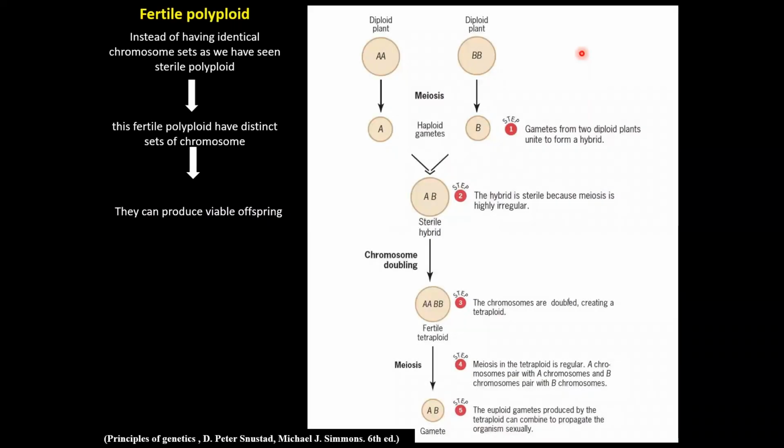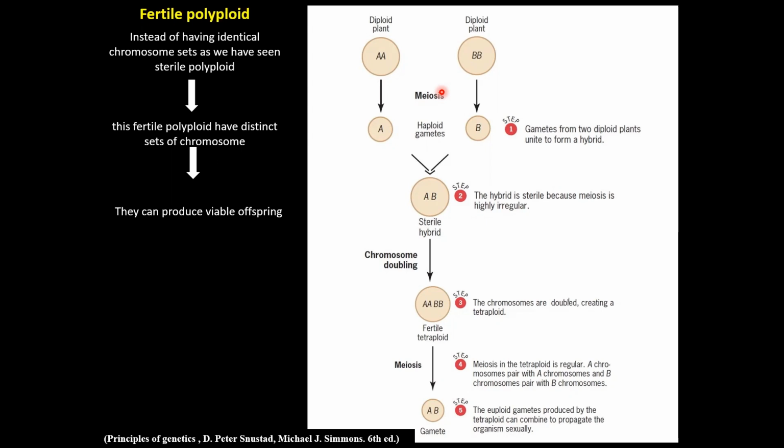Up to now, we were discussing that many, but not all, polyploid plants are sterile. But some polyploid plants are fertile also. Instead of having identical chromosomal sets, as we have seen in sterile polyploids, these fertile polyploid plants have distinct sets of chromosomes. They can produce viable offspring. How this process takes place, let's see in this figure. Two distinct but related diploid plants.